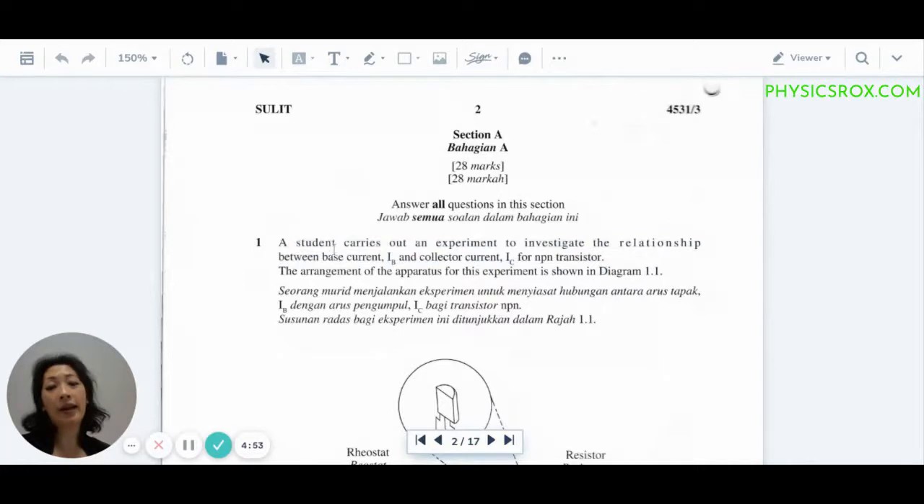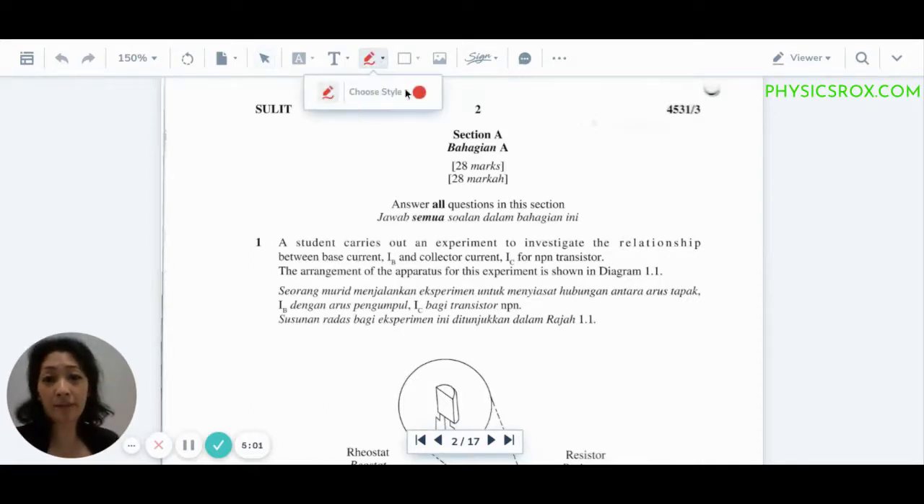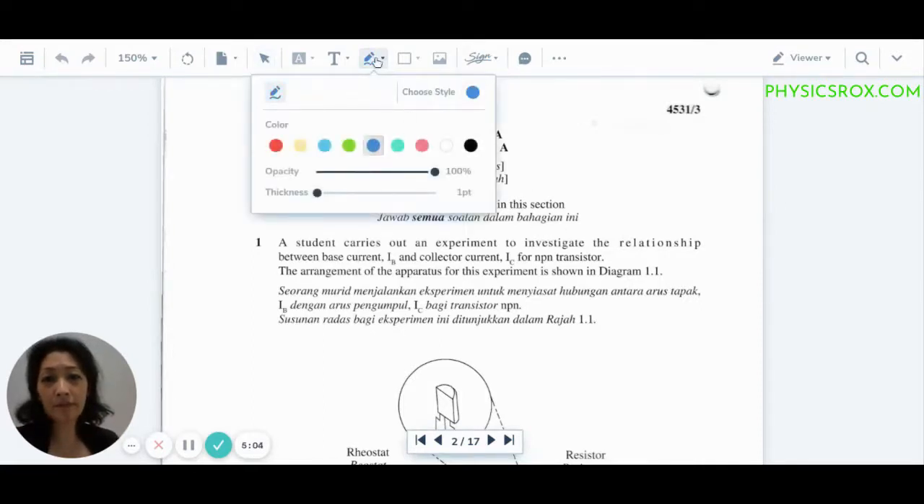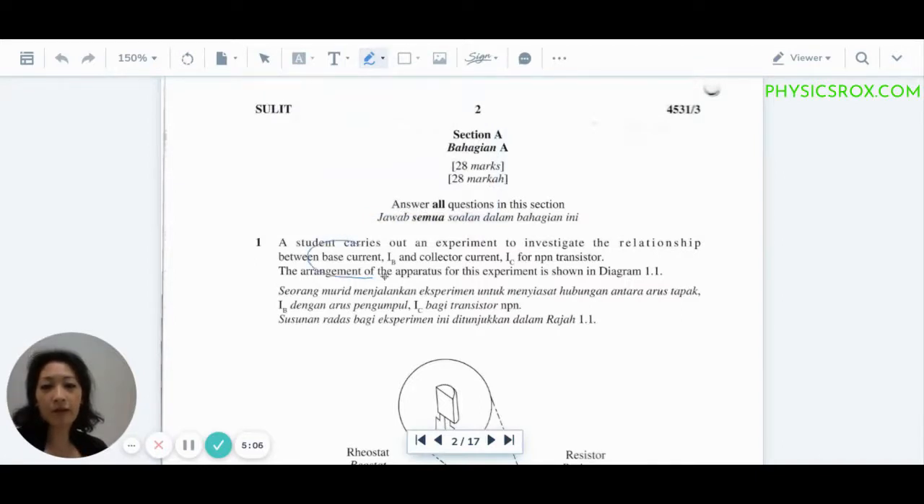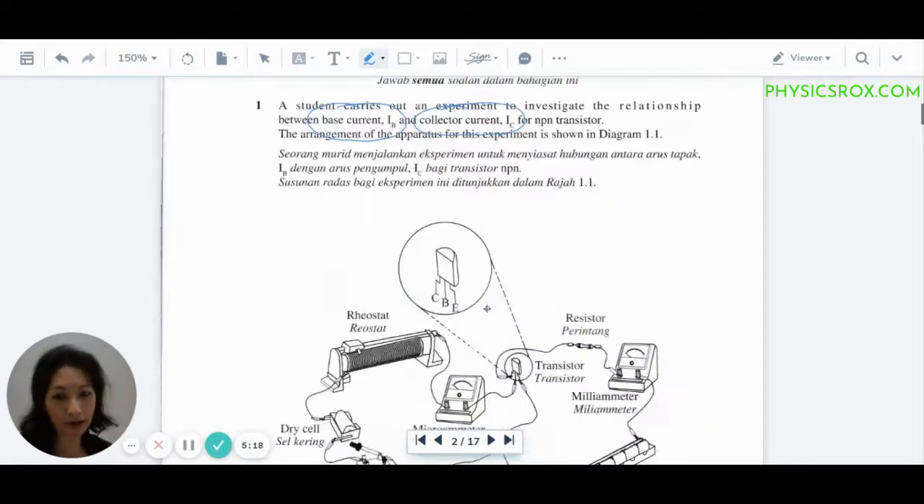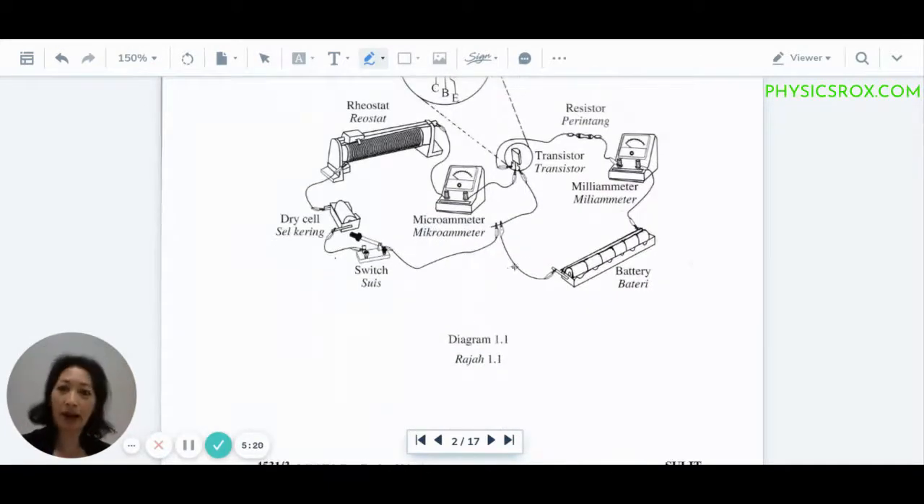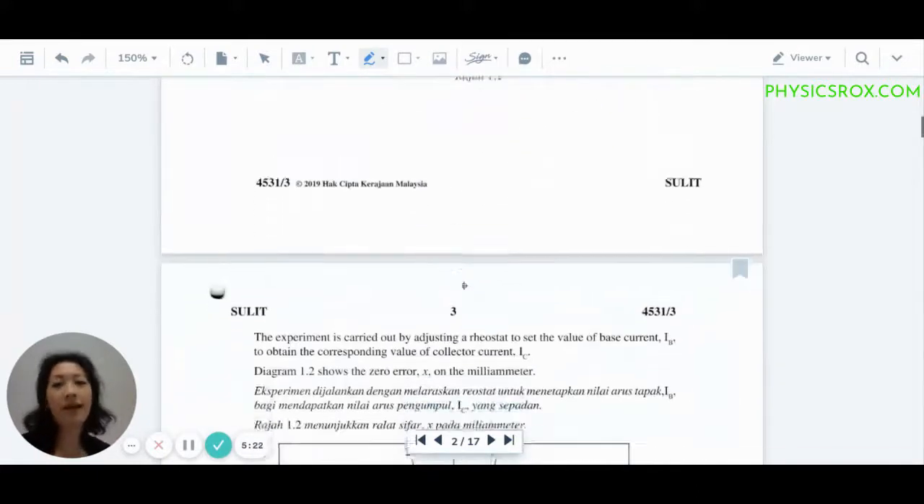Right, so you'll find that it's always a student is carrying out an experiment to investigate the relationship between something and something. So in this case, you've got base current and collector current. Don't crack your head so much. One of these is your manipulated and the other is your responding variable. Now, which is which? Of course, take some time to read the question. Don't expect the answer to be handed to you on a silver plate, right?